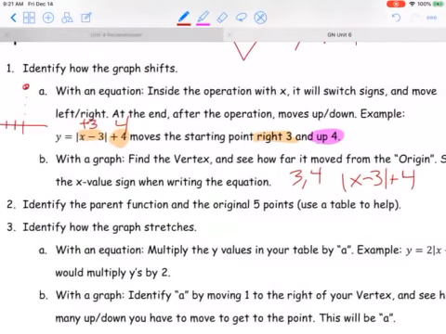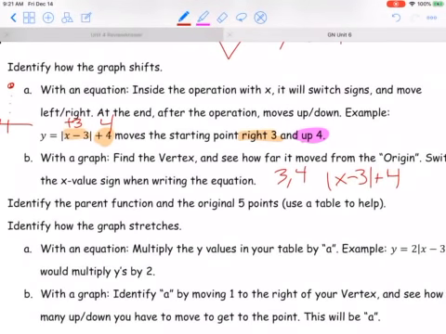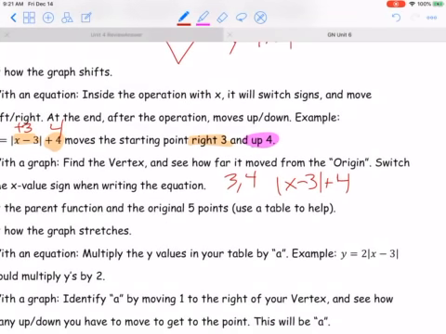Okay. The next thing you want to figure out is what parent function you have. With the equation, it's what's happening to x, like outside of the number. So you've got that x minus 3 here. So these absolute value bars are your parent function. On a graph, it's the shape. Okay? So if you see a V shape, it's going to be absolute value every time. And your parent function table will look like this.